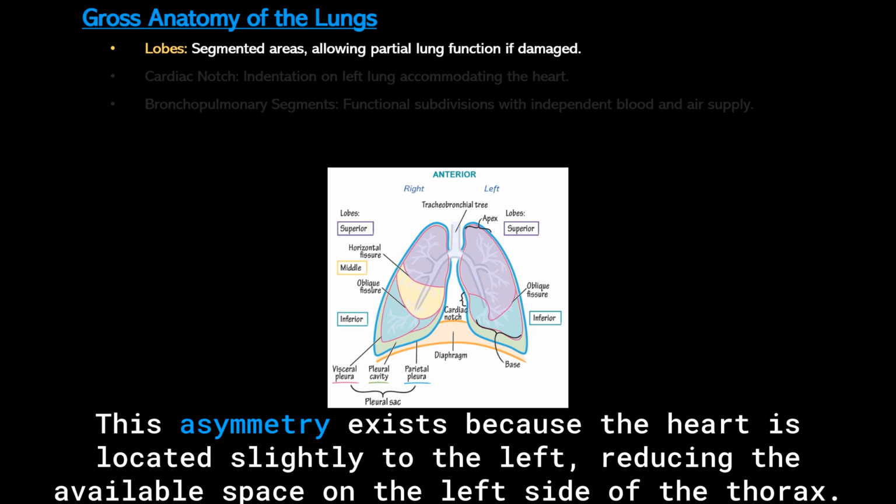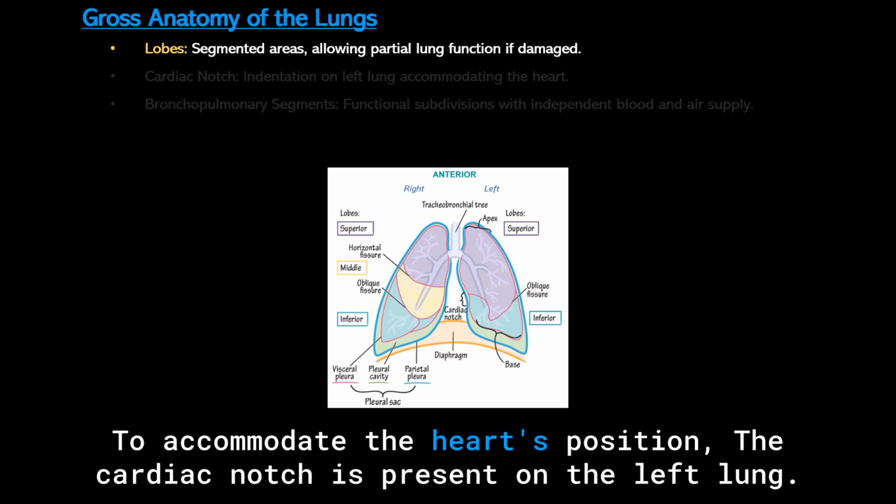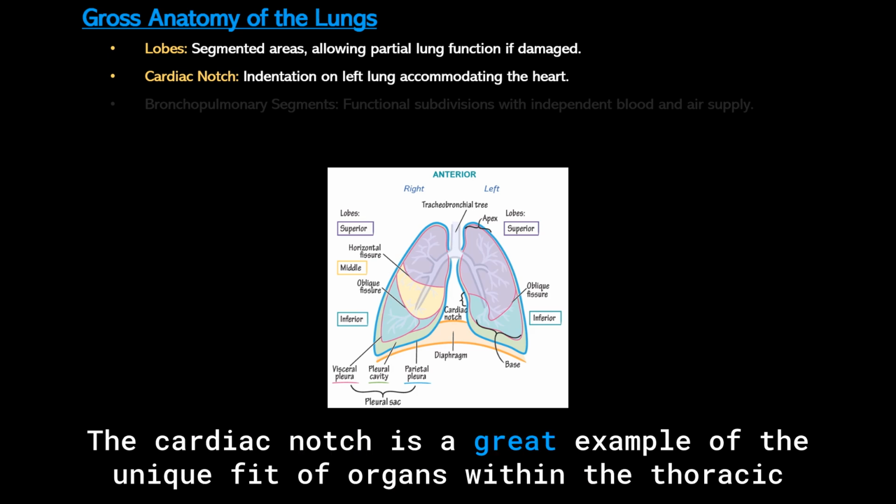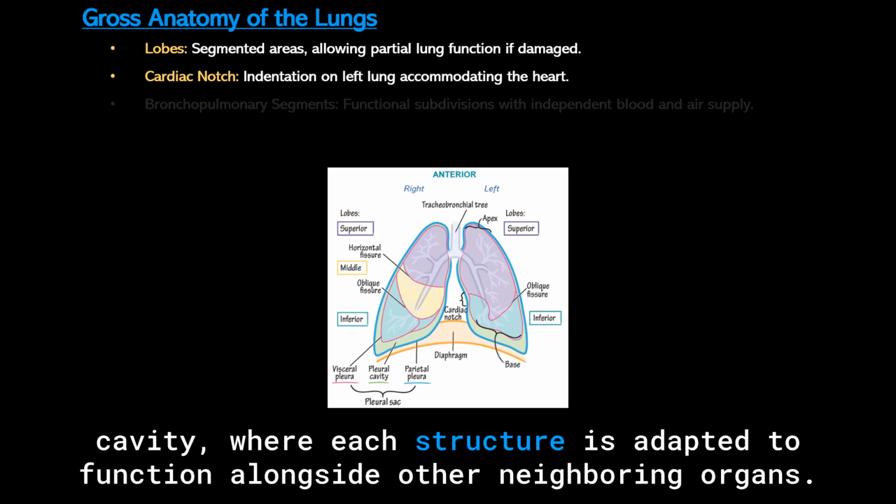This asymmetry exists because the heart is located slightly to the left, reducing the available space on the left side of the thorax. To accommodate the heart's position, the cardiac notch is present on the left lung. This is a concave indentation on the medial side of the left lung that allows room for the heart. The cardiac notch is a great example of the unique fit of organs within the thoracic cavity, where each structure is adapted to function alongside other neighboring organs.